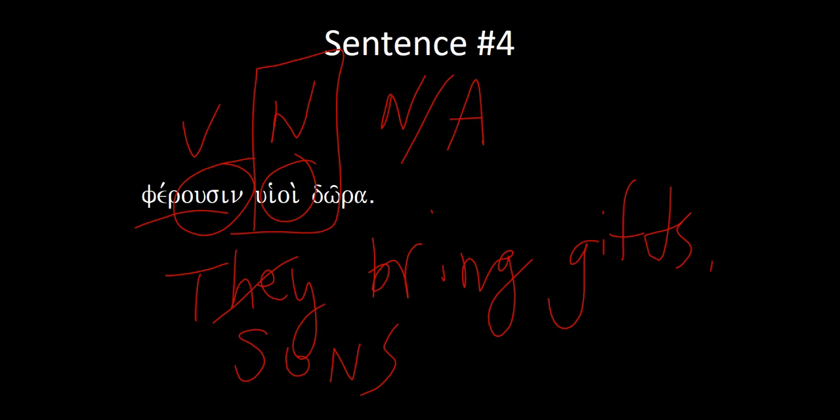Now another part of context is, does that make sense? Does that make sense in English? Do sons bring gifts? Well, that can make sense in English. There's another reason why the opposite could not be true, and I'll mention it now, but I'll talk about it again in a moment. Dora could be a neuter plural subject, but a neuter plural subject has to take a third singular verb, and our verb is not third singular. So there's another reason why that one couldn't work. Let's talk about that one again in a minute.